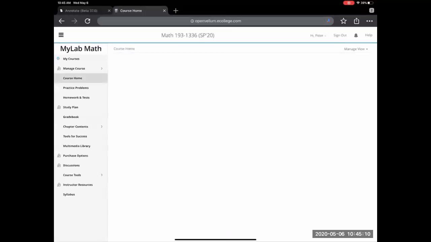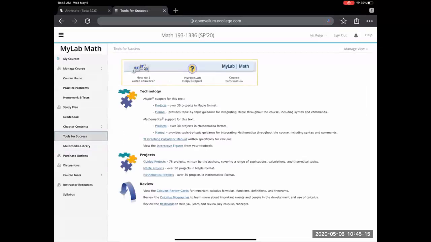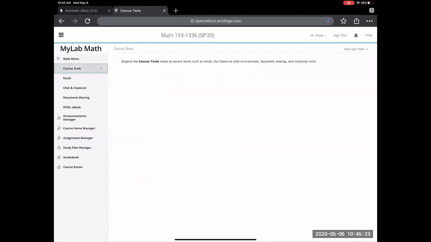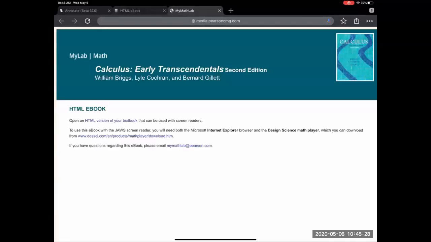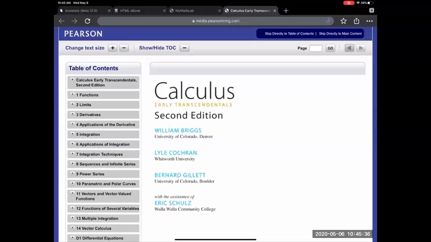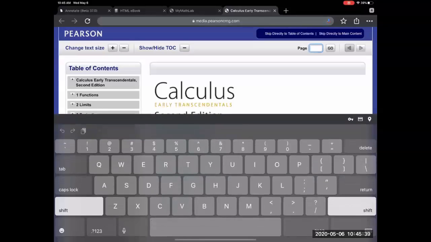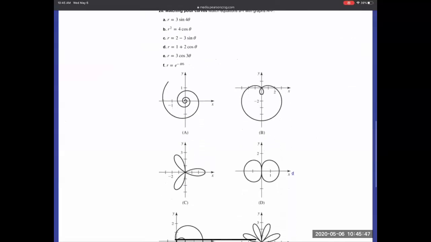So I'm going to go to multimedia library. No. Tools for Success is where we get the HTML version of the book, I think. Wrong again. Course Tools. HTML ebook. And this is page 754, but can I just put in Go 754? Number 20, here we go.